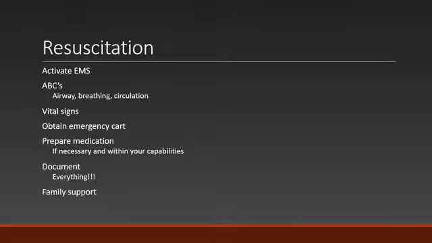As far as resuscitation, as I mentioned before, we want to activate EMS as early as possible once we've determined this is beyond our scope. We're going to start with ABCs of basic life support, so airway, breathing, circulation, or the CABs, circulation, airway, breathing. We're going to check the vital signs. We're going to ask our assistants while we're doing all this to go ahead and grab the emergency drug cart so we have everything that we potentially would need on hand. We're going to prepare our medications and administer the medications as necessary and within your capabilities. We're going to have somebody documenting everything that's going on.